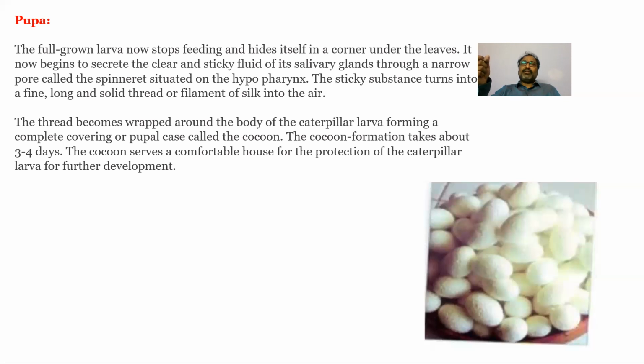or a filament of silk into the air, isn't it? That thread, that filament becomes wrapped around the body of the caterpillar larva, forming a complete covering. This case is called the pupal case, as it is the pupal stage. Now that condition, that stage, is called the cocoon, isn't it?